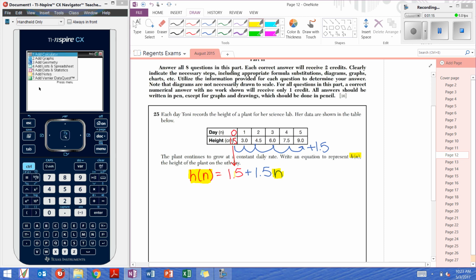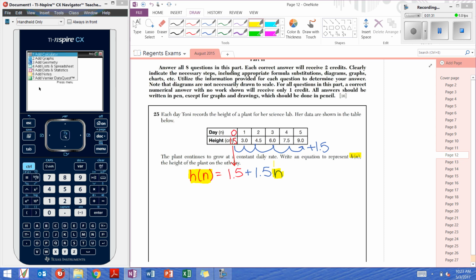My starting point plus what's happening every single day, which is my n, I am adding 1.5 over and over and over again. And to show repeated addition, we show multiplication. That's why this is a linear function.